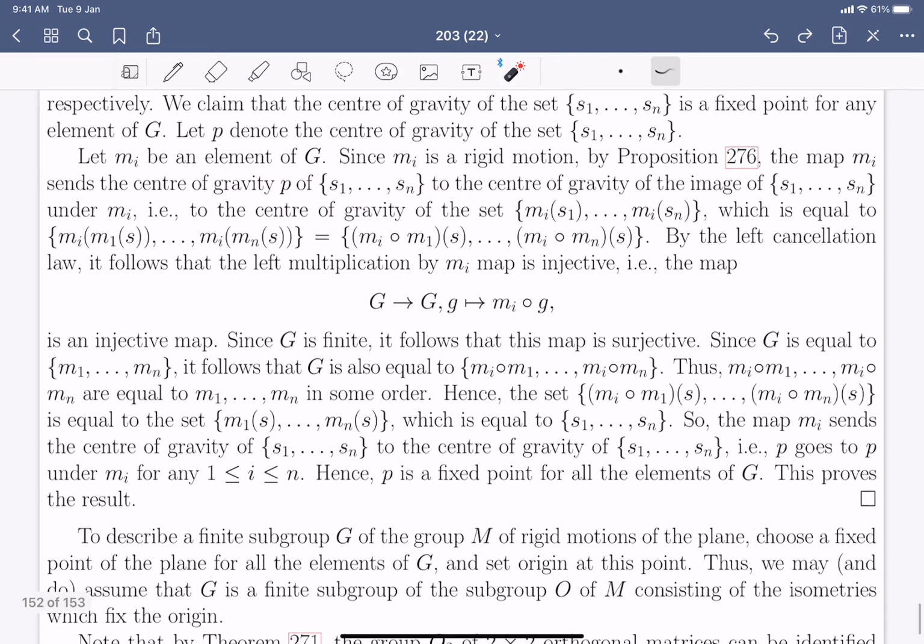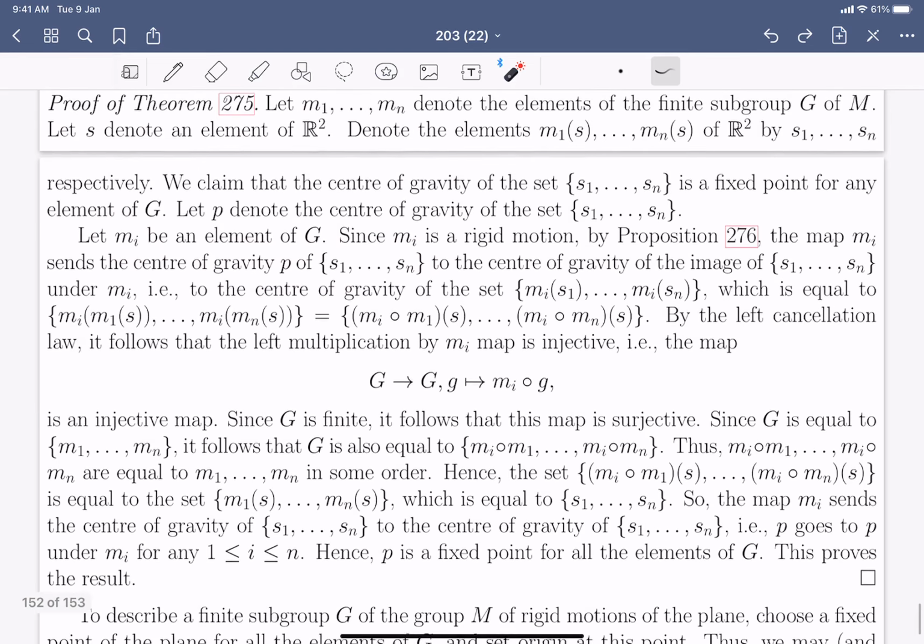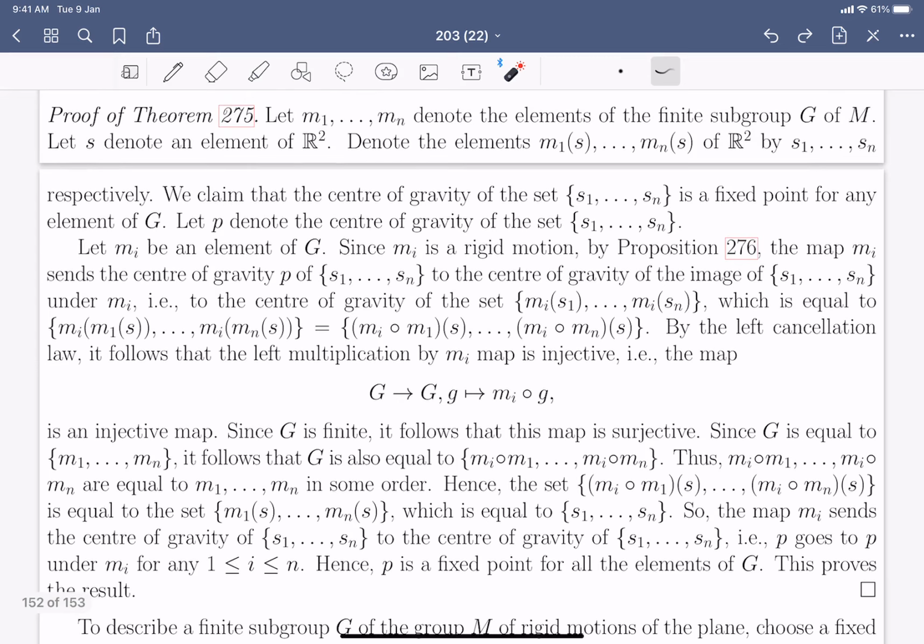Here, as I just mentioned, we are using the left cancellation law, and the fact that this map is surjective because G is finite. That's why this map from G to G, which sends an element to Mi composed with it, is a bijective map. Its injectivity is clear from left cancellation, and surjectivity is clear.